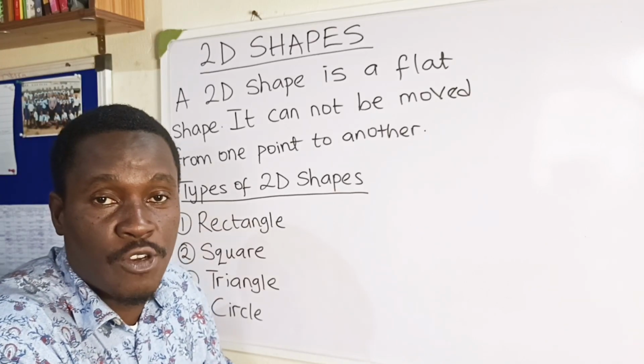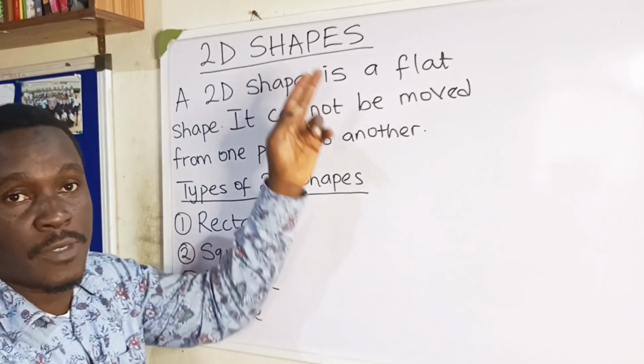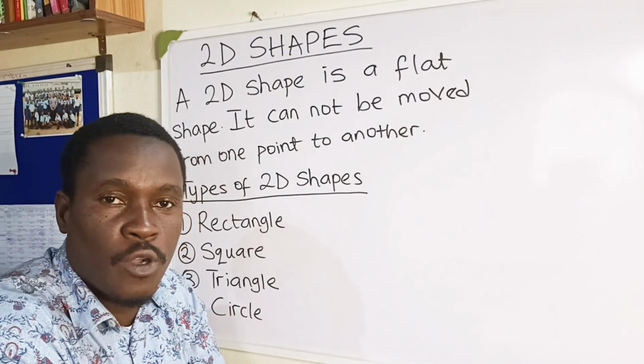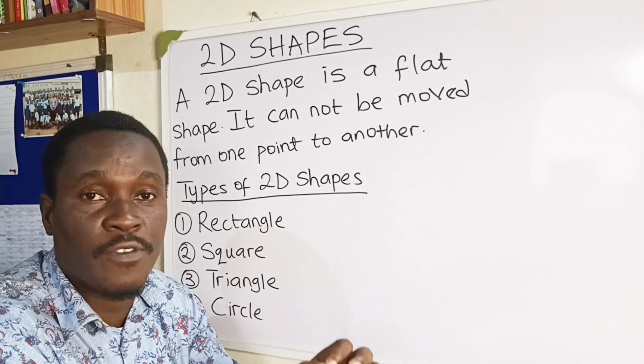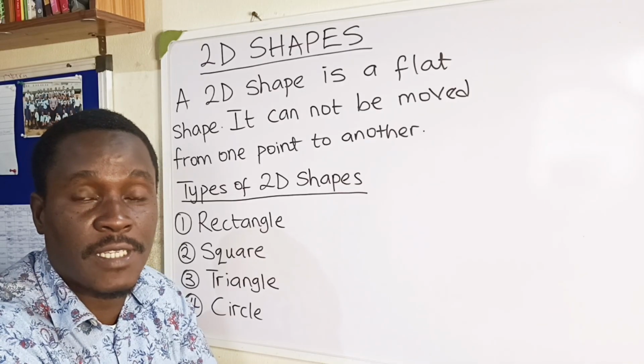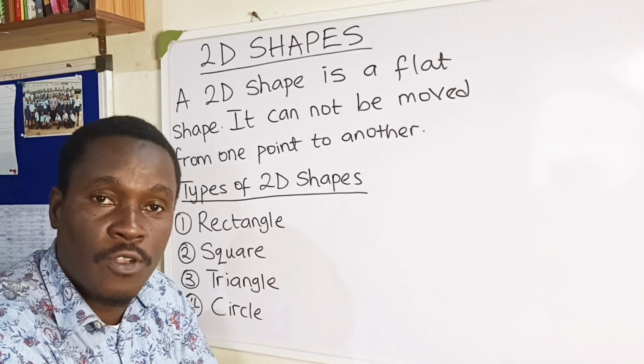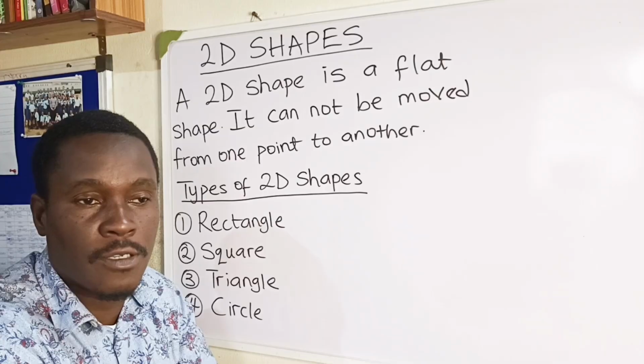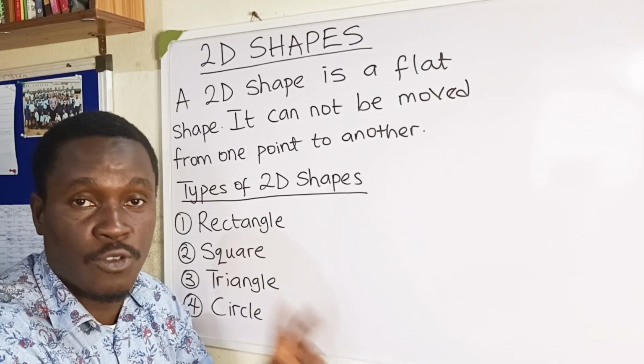In this lesson, we're going to be looking at 2D shapes. This lesson is tailored towards individuals who want to sit for the ASVAB exams. We know that for mathematics, the ASVAB exam is basically divided into maths knowledge and arithmetic reasoning. So this video lesson is going to be divided into two parts.